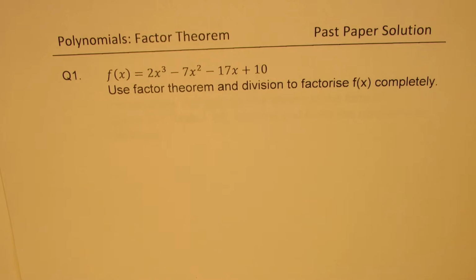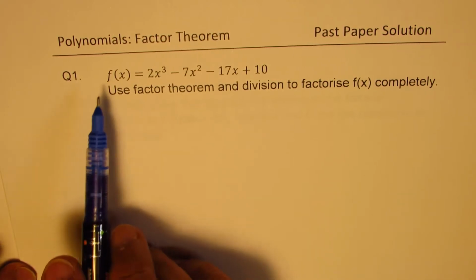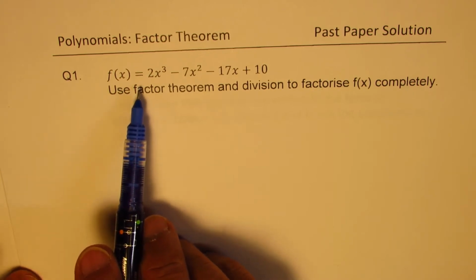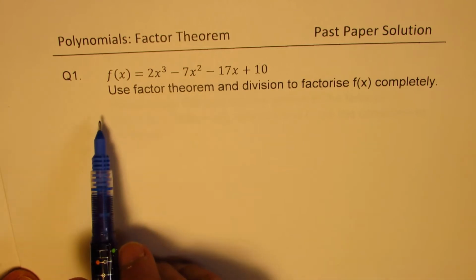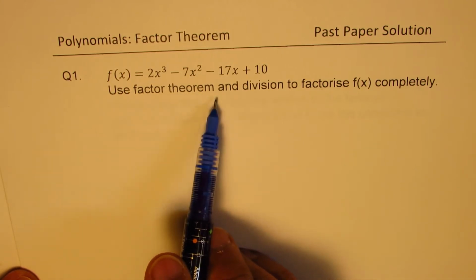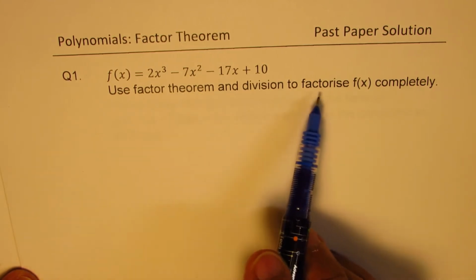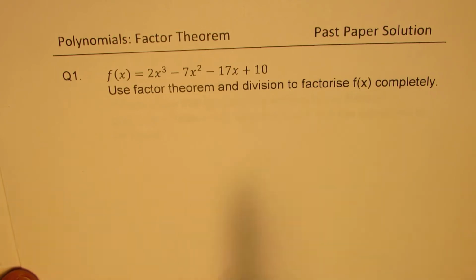So let's begin with the very first question, question number one, which is f of x is equal to 2x cubed minus 7x squared minus 17x plus 10. Use factor theorem and division to factorize f of x completely.